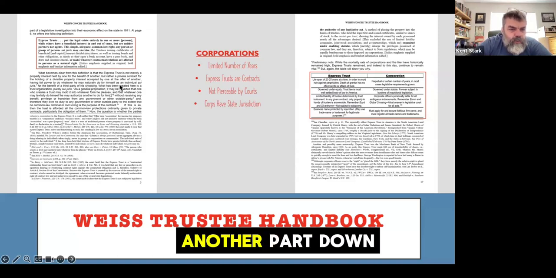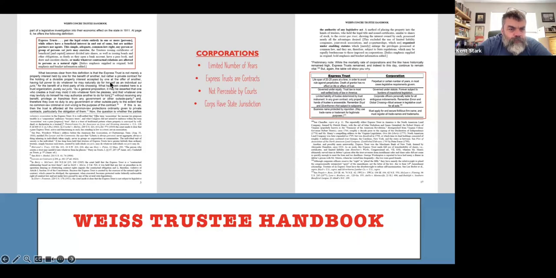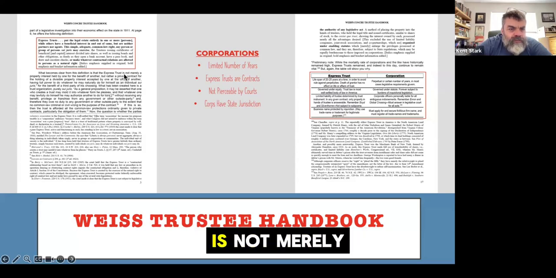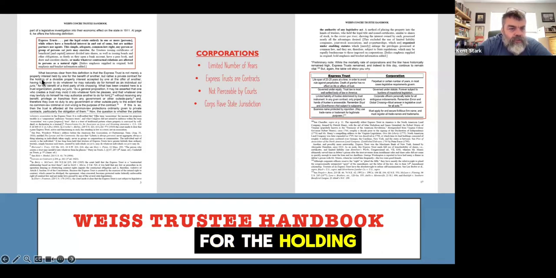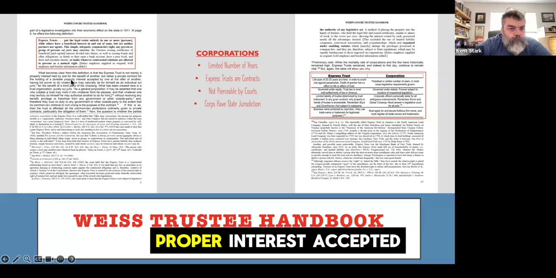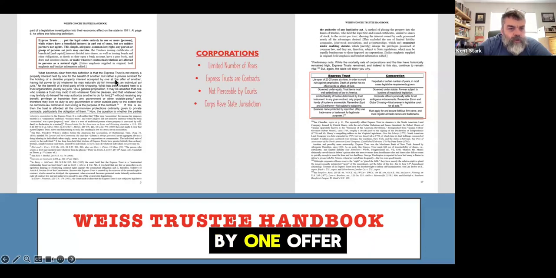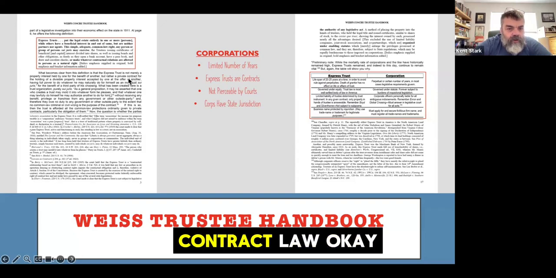There's another part down here that's very important: a trust is not merely a property interest held by one for the benefit of another, but rather a private contract for the holding of divisible property interest, accepted by one on behalf of another. So we're talking about contract here, contract law.